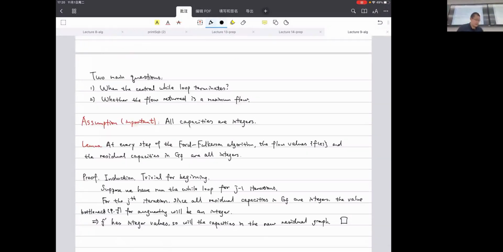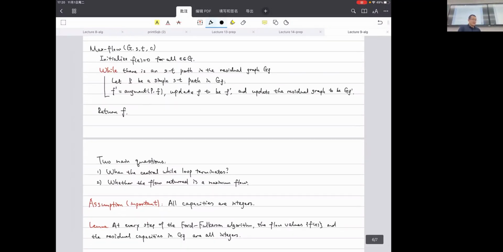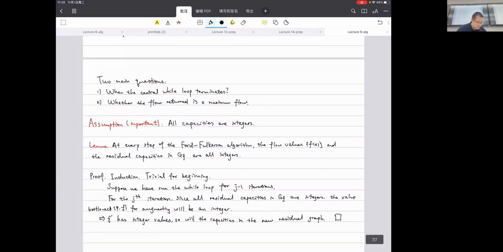Okay, so any questions about the Ford-Fulkerson algorithm and the very first lemma, that under the assumption that all capacities are integers, even in every step of the Ford-Fulkerson algorithm the flow values and the residual capacities are still going to be integers? So any questions for this? Okay, if you have no questions, I guess we are going to make some further discussion. The fact that all the values always stay integers is also going to be very important for our discussion.